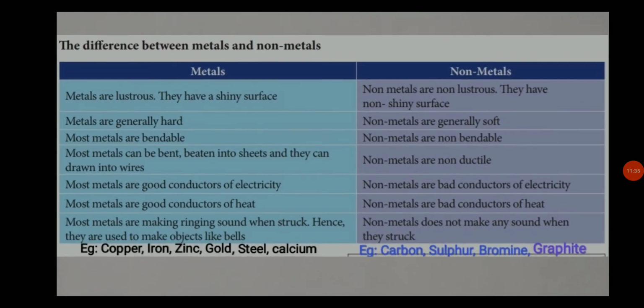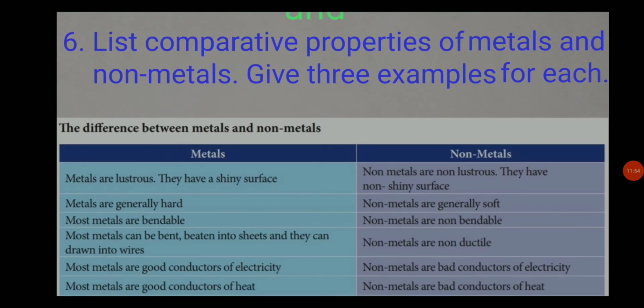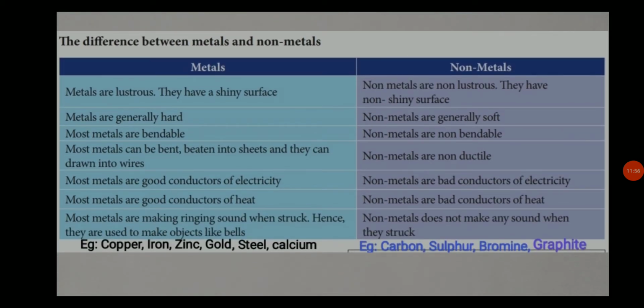Next, we will see about the next topic, answer in detail. Here, 2 questions. We have the same answer for two detailed answers. So, first one is differentiate metal and non-metal and list some comparative properties of metals and non-metals. Give 3 examples for each. Both have the same answer.